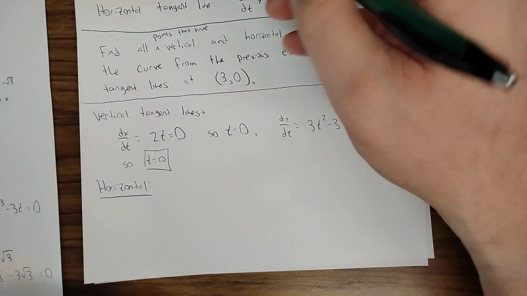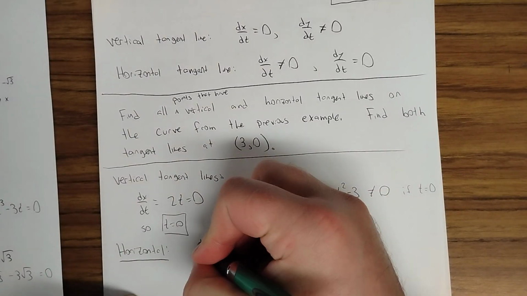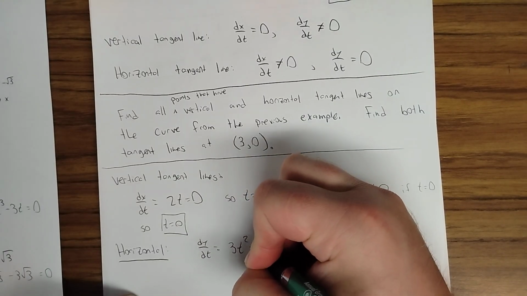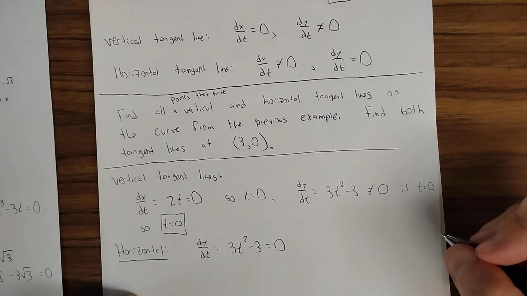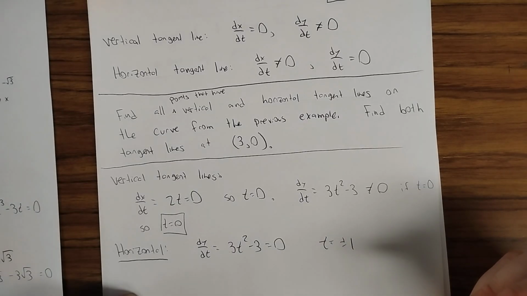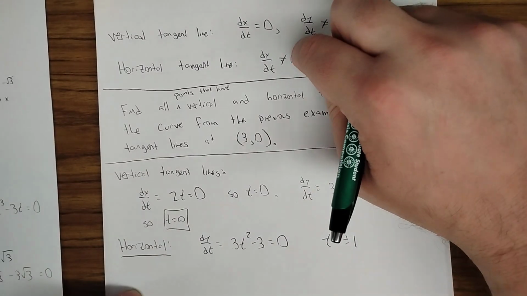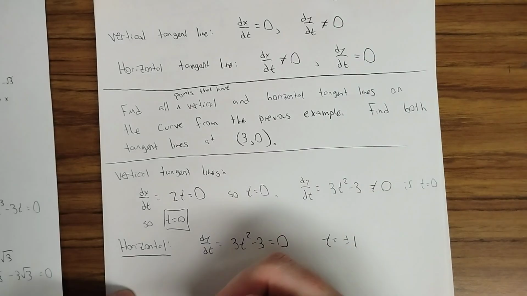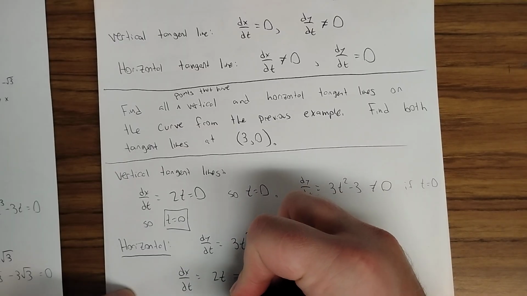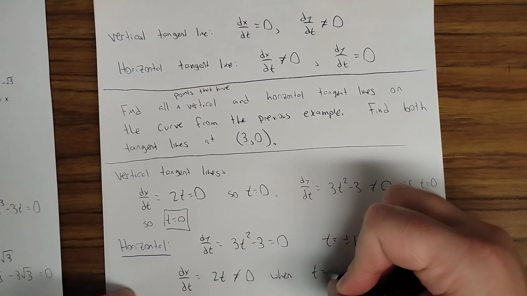Horizontal tangent lines, that would be where dy over dt is 0. So we already found dy over dt. Set that equal to 0. I can solve that real quick. t is going to be plus or minus 1. And technically, to verify that it's truly a horizontal tangent line, we should check that dx over dt is not 0. dx over dt was 2t, and that is not going to be 0 at either of these values of t.